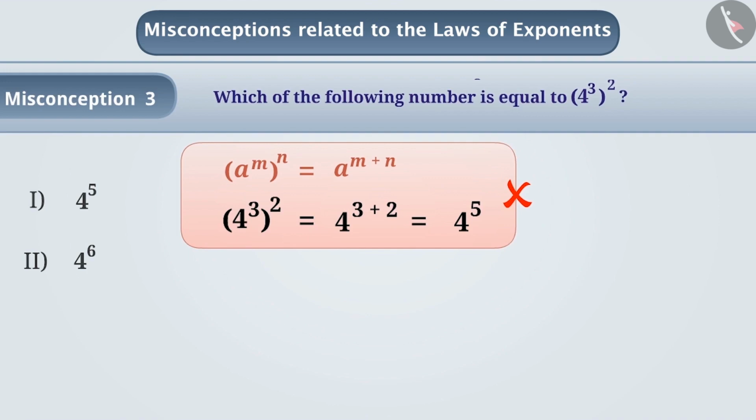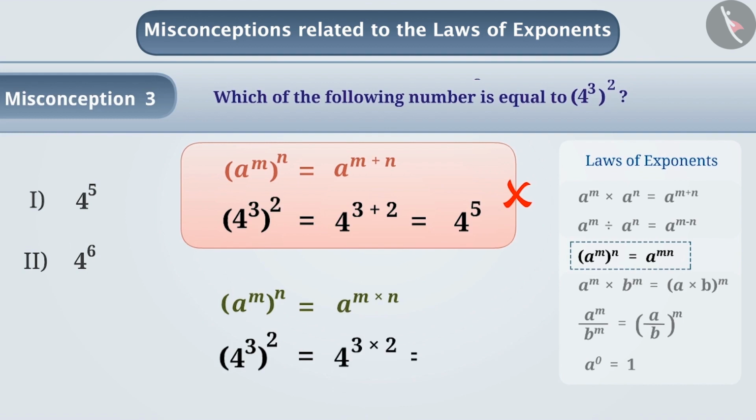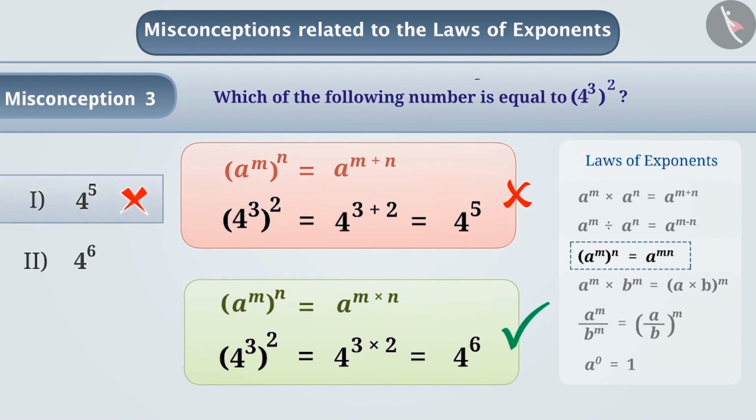Here, multiplication is done instead of addition. That is, the correct understanding is (a^m)^n is equal to a^(m×n). Therefore, we can write (4^3)^2 is equal to 4^(3×2), which is equal to 4^6. That is, option 1 is wrong and option 2 is the correct answer.